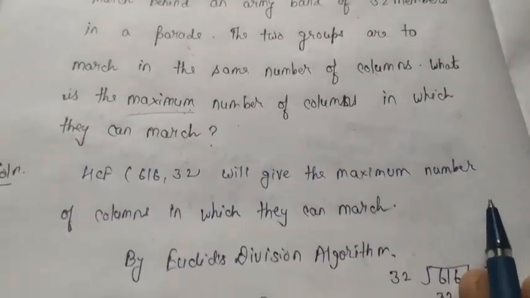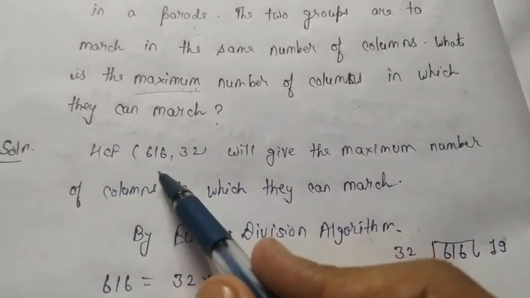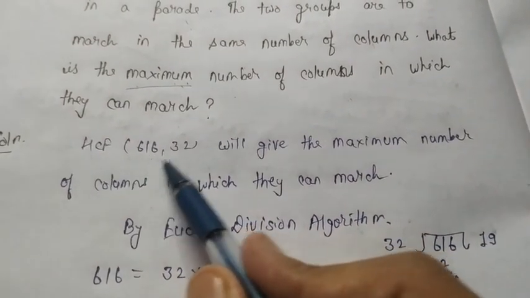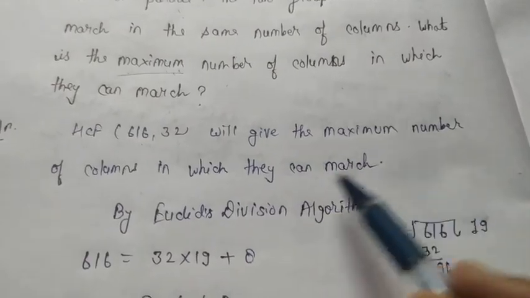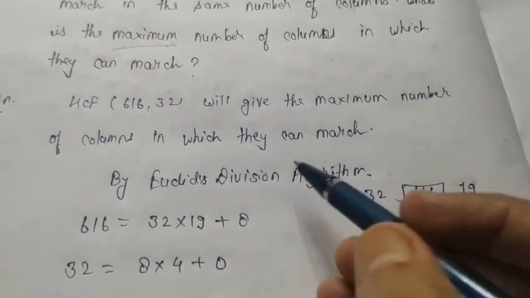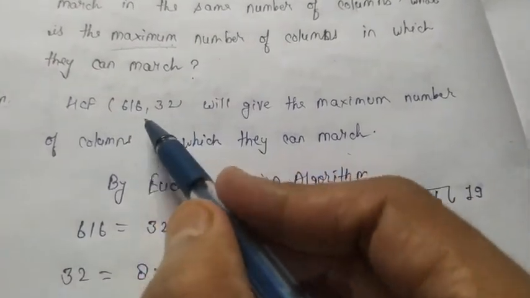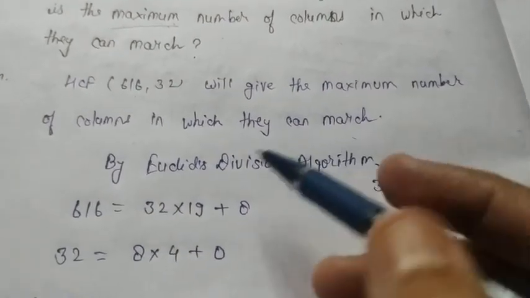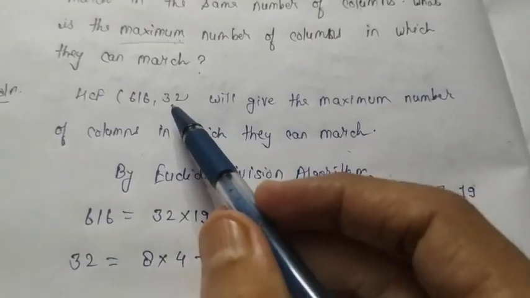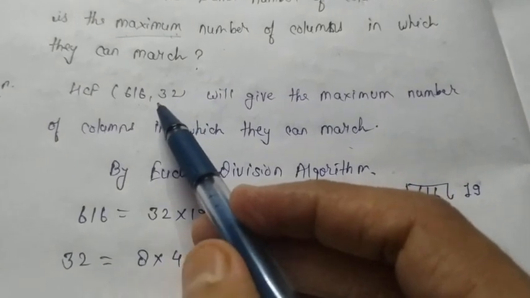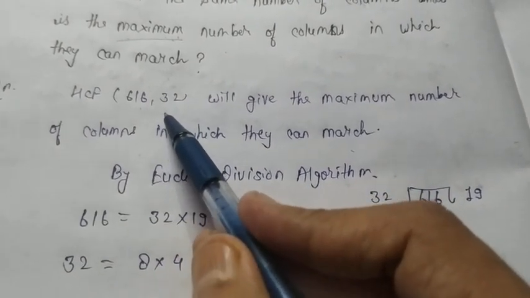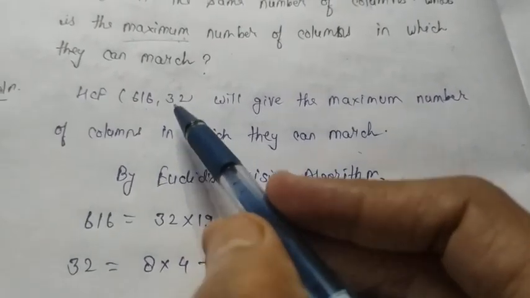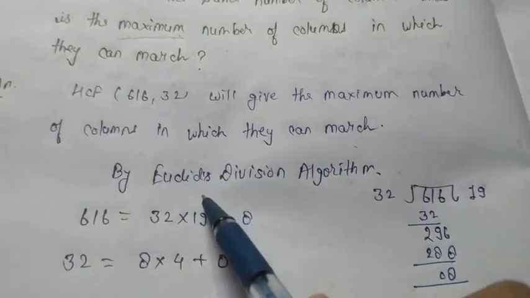So what I have written: the HCF of 616 and 32 will give the maximum number of columns in which they can march. So you have to find its HCF. You know how to take out the HCF of two numbers, but because we are studying Euclid's division algorithm in class 10th, we will find the HCF by this method only.